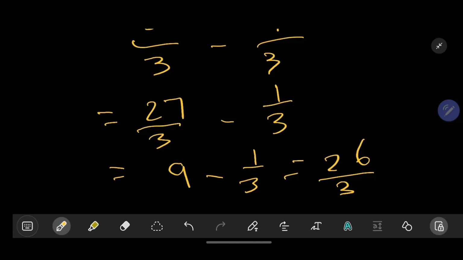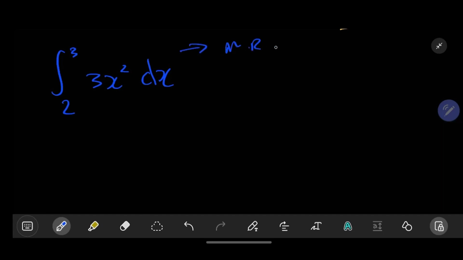Let's look at another example. Let's say we have to find the integral of 3x squared dx, and we make it definite, so we're finding it from 2 to 3. Here we can use the multiplication rule as well as the power rule. We can rewrite it as 3 times the integral from 2 to 3 of x squared dx. This is the multiplication by a constant rule. So we take out the 3.